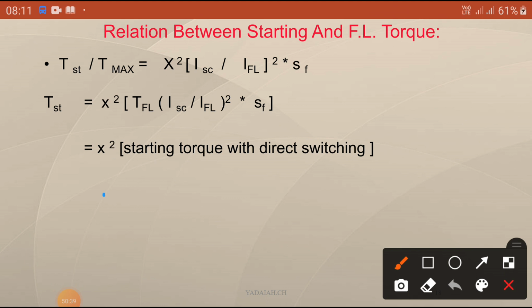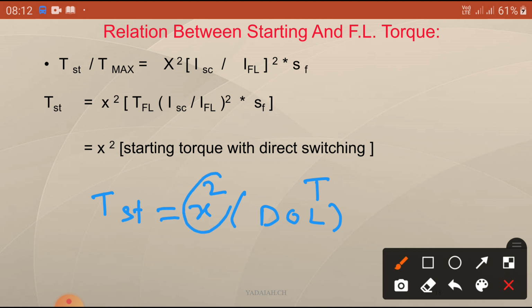So what is the starting torque? Whatever torque is produced is equal to X square times the torque produced with direct on-line starting. X square is the fraction of the reduced voltage, so we are going to reduce the starting torque. Okay, so this is the relation between the starting torque and full load torque.